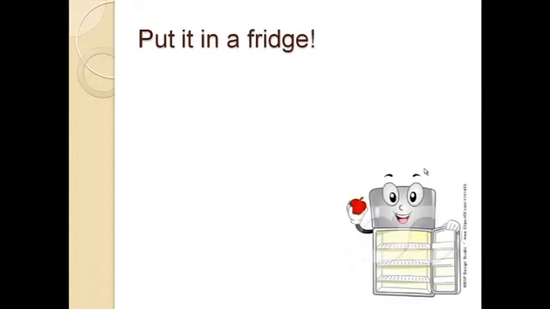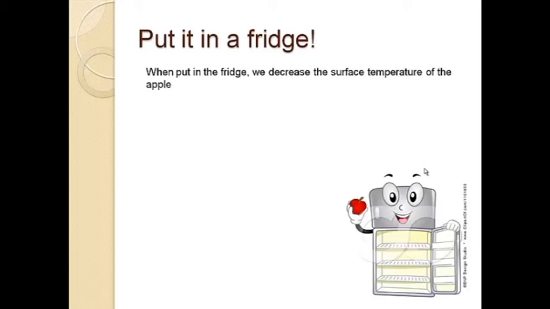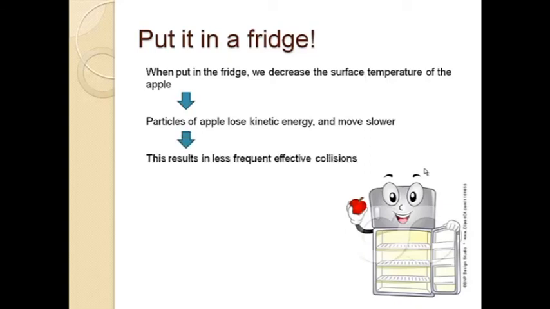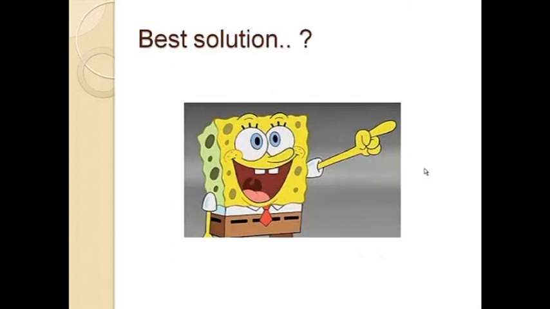Second, we can put the apple in the fridge. When we put the apple in the fridge, we decrease the surface temperature of the apple. Particles of the apple lose kinetic energy and move slower. This results in less frequent effective collisions, and thus the rate of browning of apples decreases.